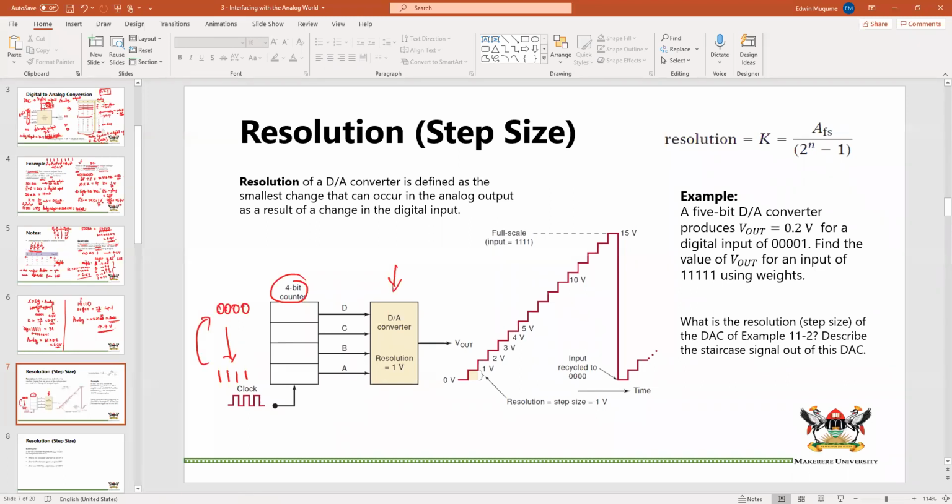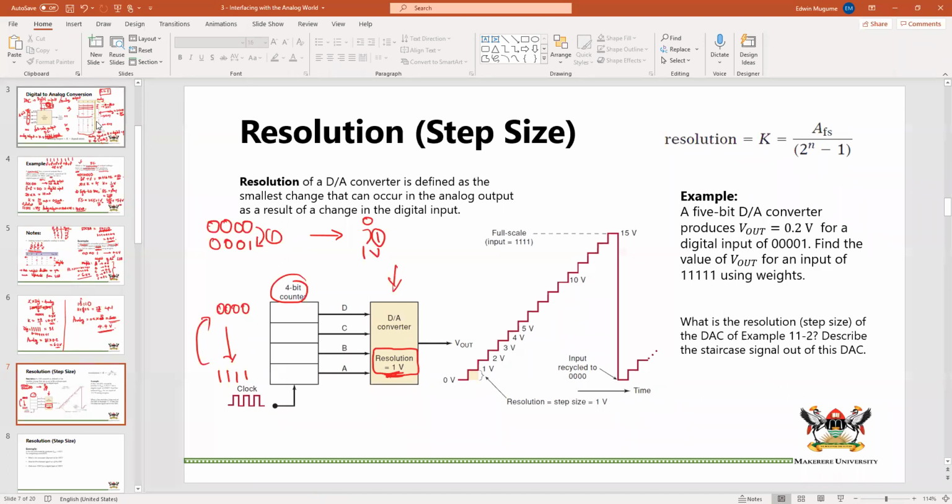And then it loops back to 0000 and all the way back to 1111. Now here we see that the resolution is 1 volt. It means that if you change the input through the smallest change, it causes a corresponding small change in the output. Now we've been told that the smallest change in the output is 1 volt. So that means if I move on my side of the counter from 0000 to 0001, that is a change of 1. On my analog side, I will also move a change of 1. And this may be from 0 to 1 volt to 2 volts.